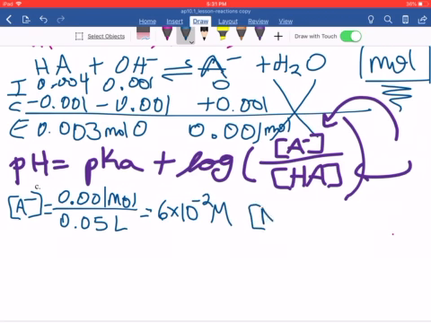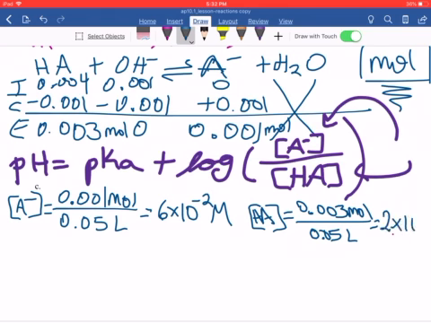And for acetic acid, so HA, HC2H3O2, that's acetic acid, the concentration of that one is going to be 0.003, and that's our moles on the top. Again, we're dividing by the total amount of volume, 0.05 liters, 10 plus 40. When you divide those two, you end up with 2 times 10 to the negative 2. And that's molarity.